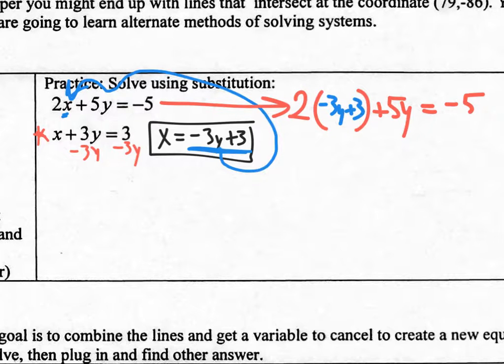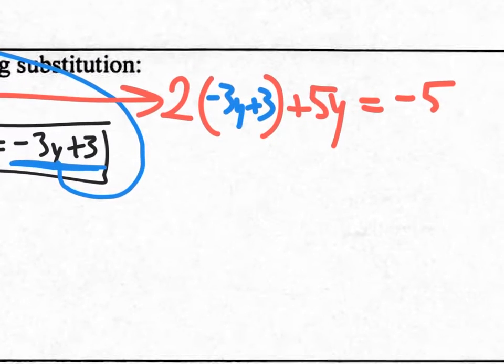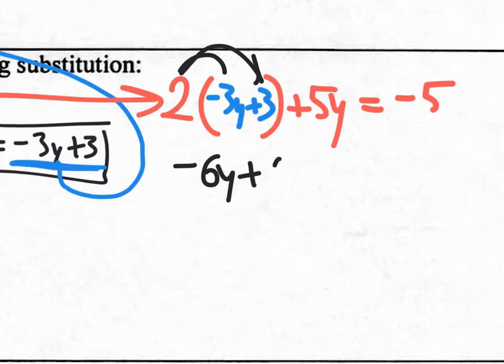Once it's plugged in, all we need to do is solve. By substituting the x value, which is now in terms of y, we don't have any more x's in this equation, and we can solve for y. So let's distribute 2 times negative 3y, that's negative 6y. 2 times 3, that's positive 6. Actually no, I'm sorry, let's not do that. My bad. I got a little carried away with the distributing. Let's just bring down the rest. We're going to bring down the plus 5y, the equal sign, and the minus 5.